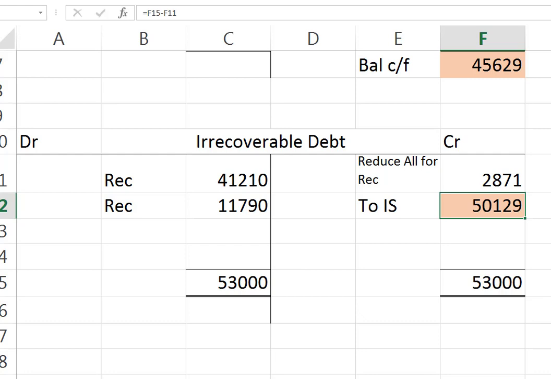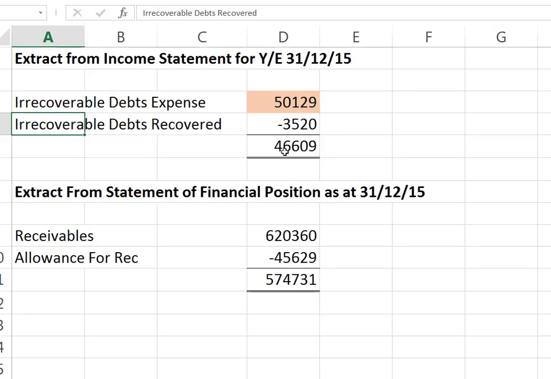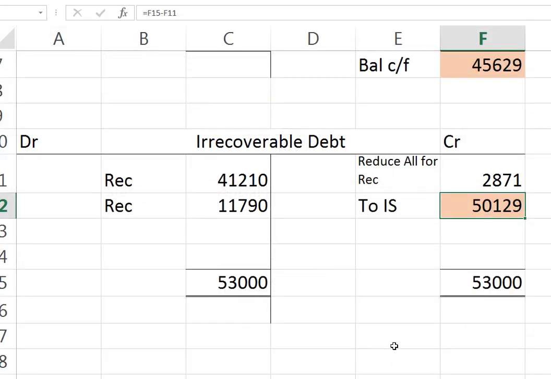It would also be possible that you would put that irrecoverable debt recovered on the credit side of your irrecoverable debt, in which case then you would only see one figure in your extract. So that 46609 would be in your extracts. But it is technically more correct to have your irrecoverable debt and your irrecoverable debt recovered in two separate accounts, because you want to see the expense for this year and you want to see then any expense that was written back into the books from previous years.